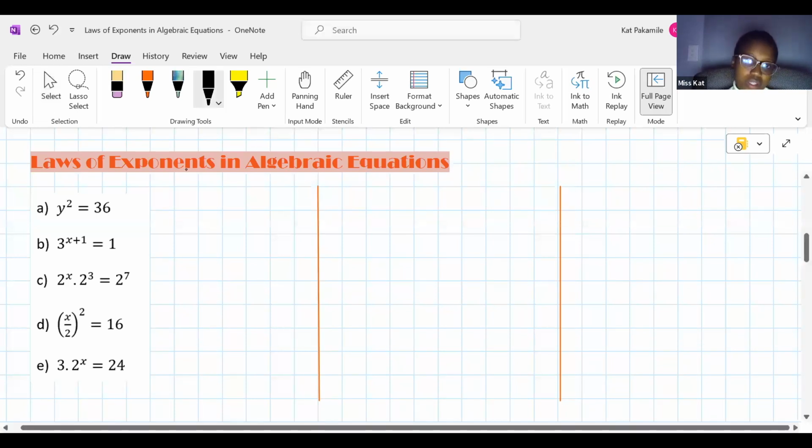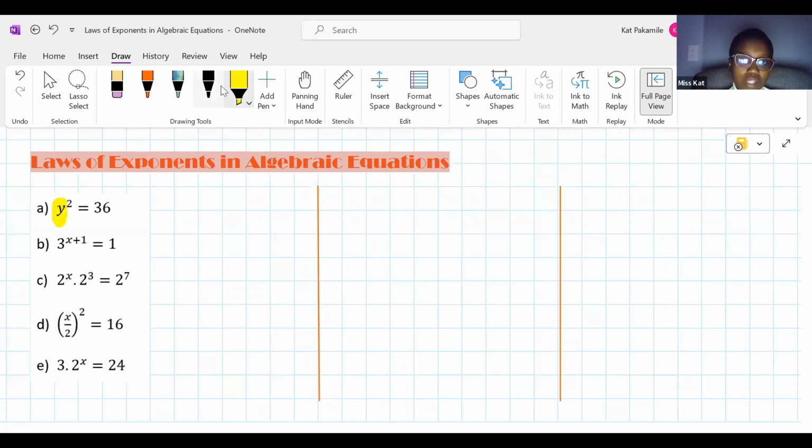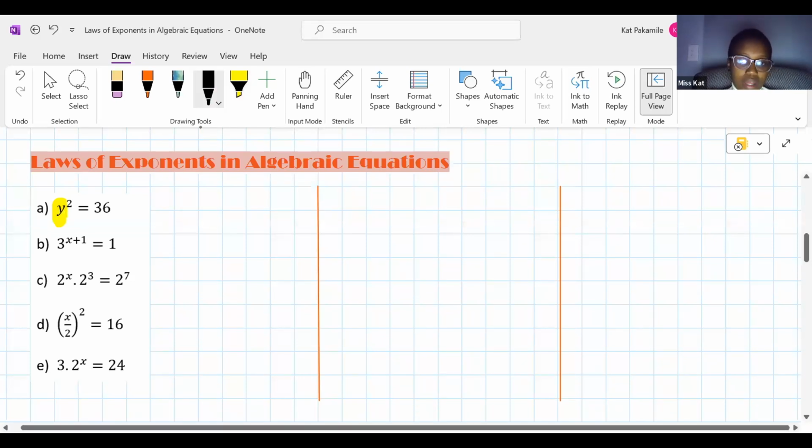A says a number, nobody knows what that number is, to the power of 2 is equal to 36. What is that number? A number to the power of 2 is equal to 36. What is my number? What are you saying?